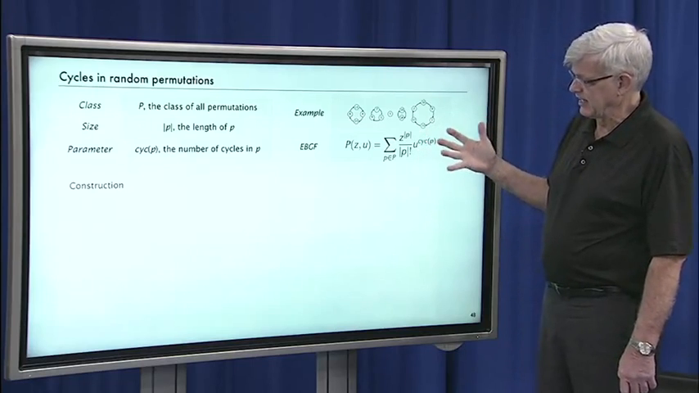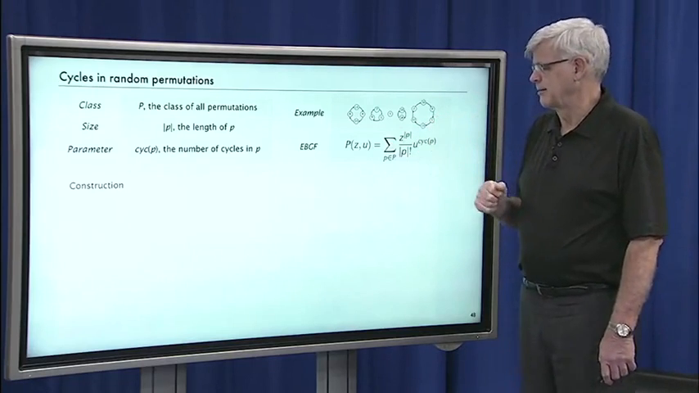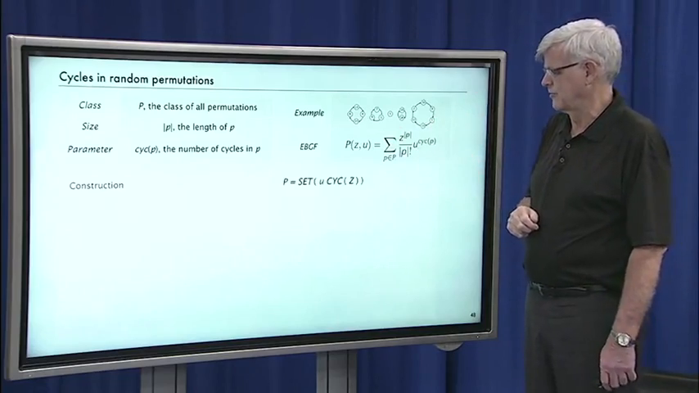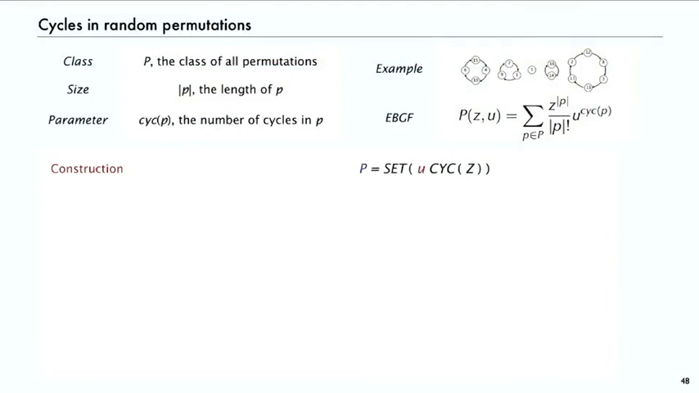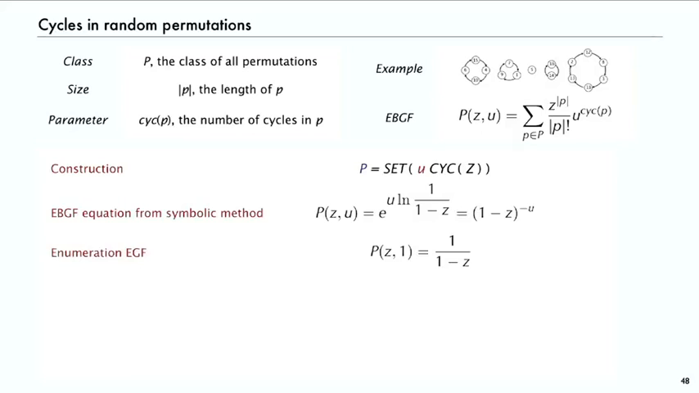And this is, again, easily analyzed with the symbolic method on labeled objects using exponential bivariate generating functions. All we do is label the cycles. A permutation is a set of cycles, and we mark the cycles with u. So the generating function is e to the u log of 1 over 1 minus z. That's log of 1 over 1 minus z for cycles, and u is the mark, and then set is e to that power. So it's 1 over 1 minus z to the minus u. To enumerate, evaluate that at u equals 1. So the coefficient of z to the n is 1, multiplied by n factorial, is n factorial permutations.